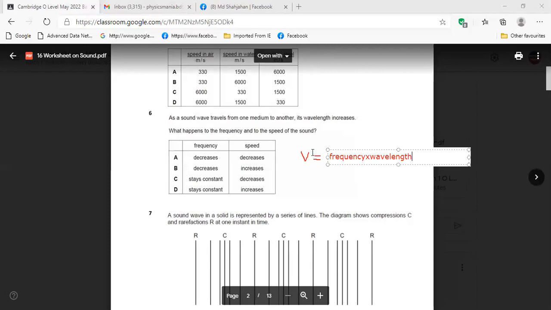So frequency into wavelength. Now, if your frequency is constant, then if your wavelength increases, speed will also increase, right? Yes, sir. So this formula is helping us to understand it. Remember it always. Next time if the same question comes, you should answer correctly, right? Yes, sir.